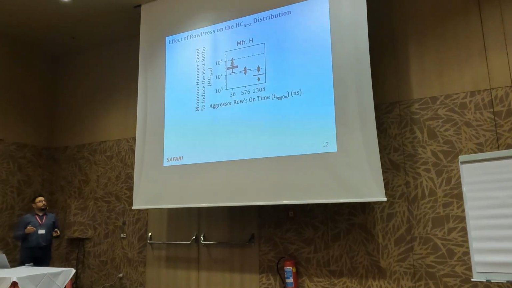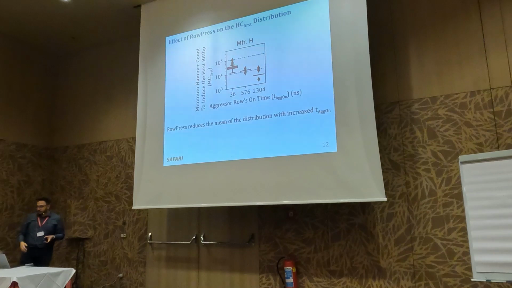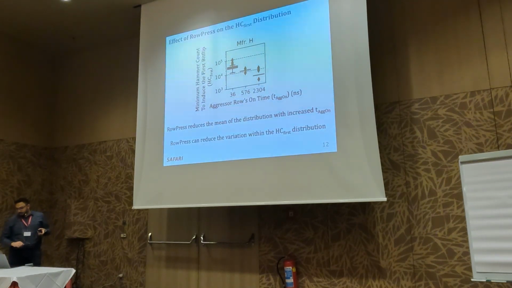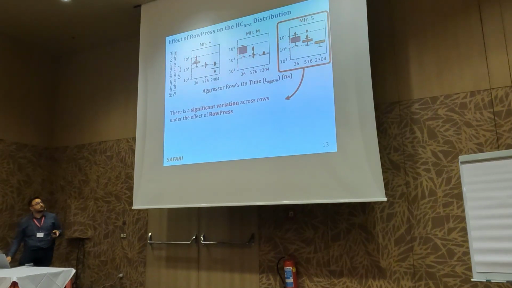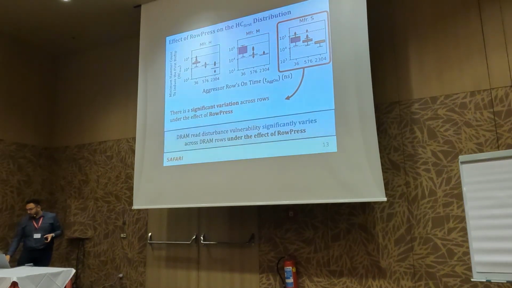We also looked at the effect of RowPress, where we increase the time that the row is open from 36 nanoseconds to 2 microseconds. We observe that this reduces the minimum hammer count that you need to induce the first bit flip. It also can reduce the variation in the HC first distribution. But in the Samsung module especially, we still see some significant variation across DRAM rows.